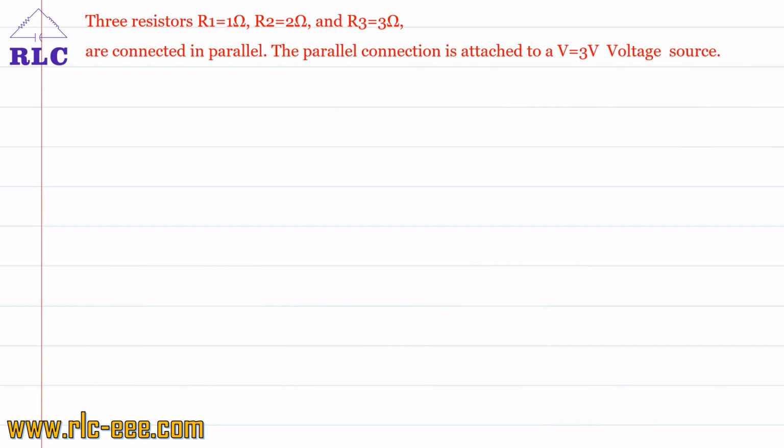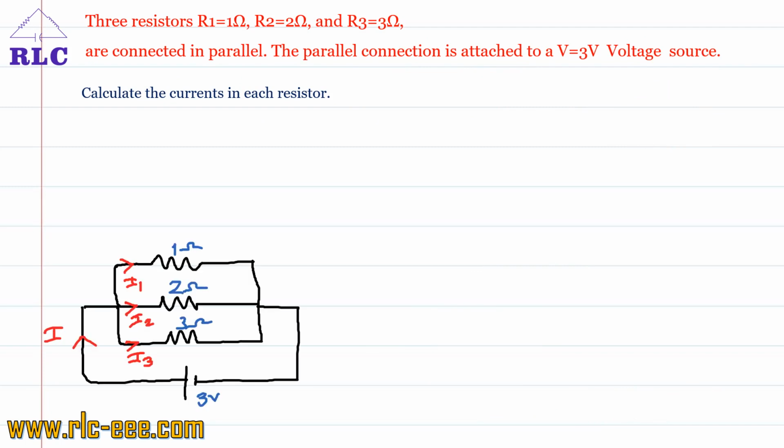Then for the same question, what we have next is to calculate the current in each resistor. What is the current flowing in R1? That is I1. And what is the current flowing in R2? That is I2. We need to find the value of I1, I2 and I3. According to Ohm's law, what can we write? I1 is equal to V by R1.